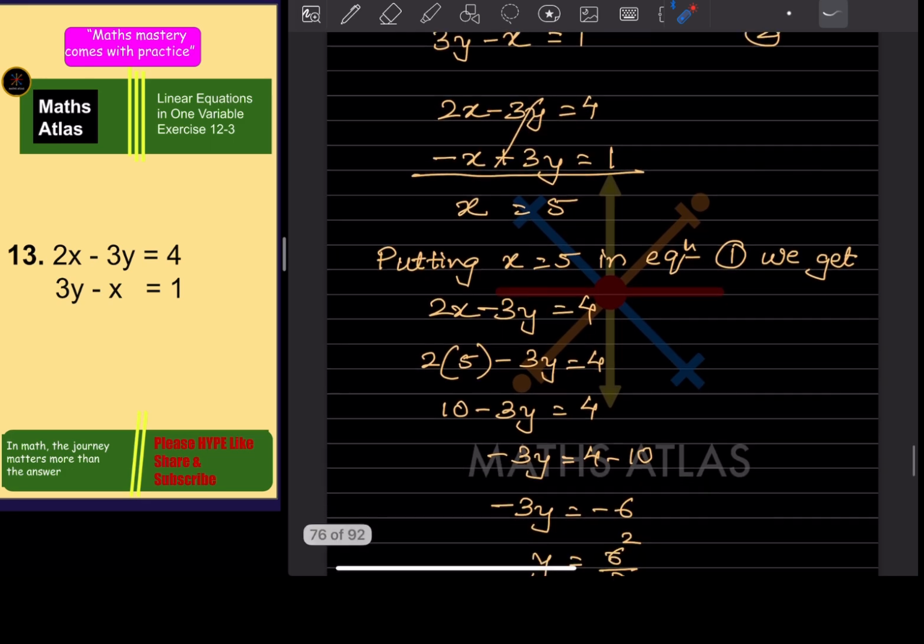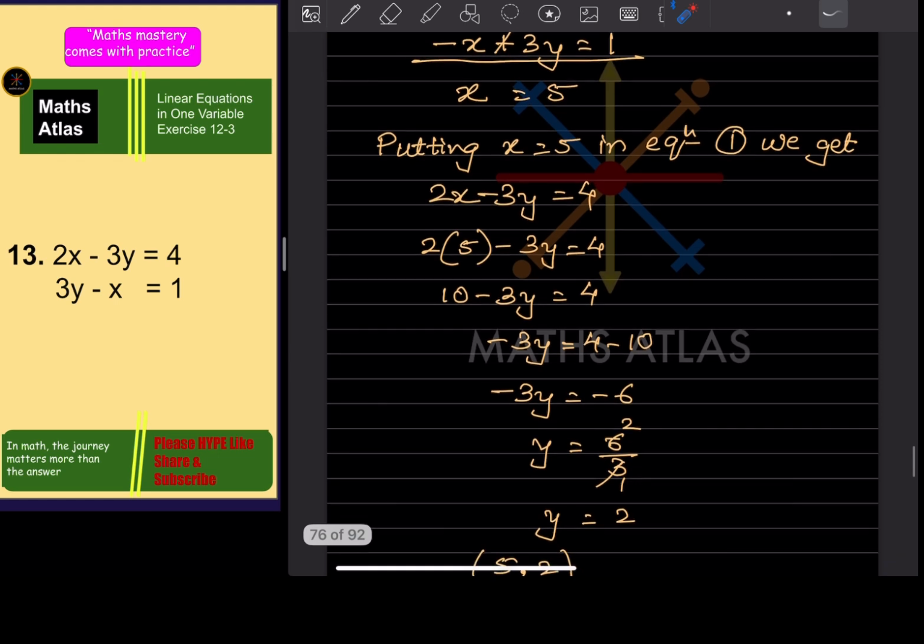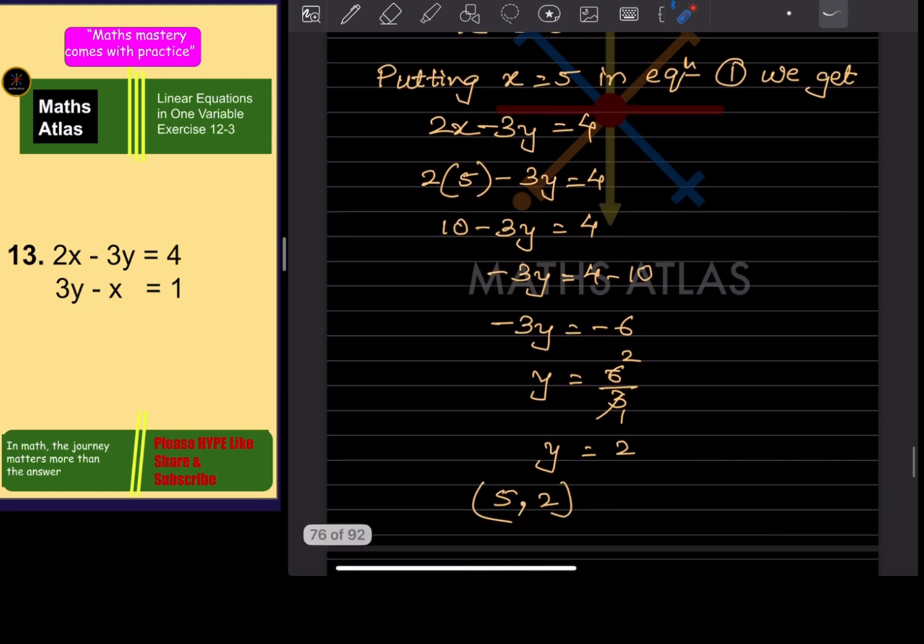So putting x is equal to 5 in equation number 1. You can put in any equation. Even if you put in equation number 2, you are going to get the same answer. So this is going to be 5. So after solving this one, we get the value of y is 2. So this is x and this is y. So x is 5 and y is 2.